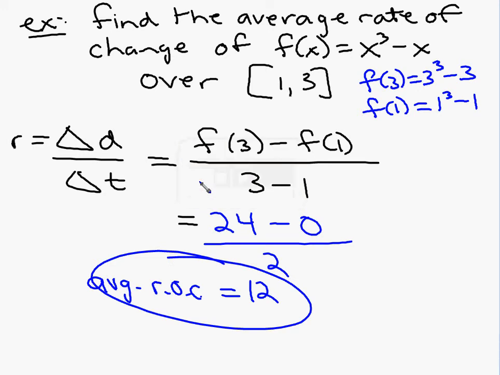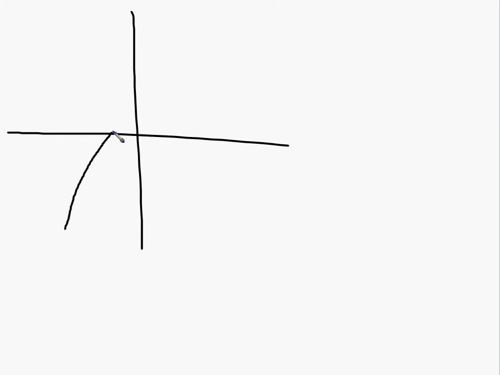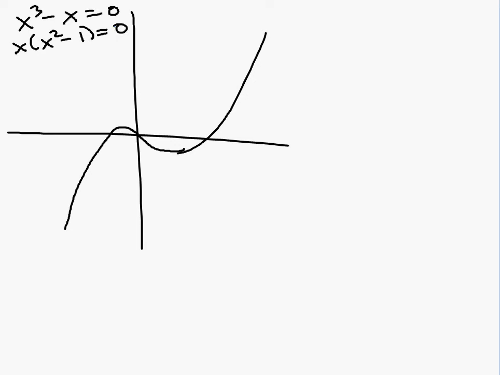If I were to look at this graphically, which right now we're mostly concerned with analytically, I want you to see it graphically as well. If I were to graph x cubed minus x, I would have this thing that kind of looks like that. And we could find our zeros, of course. I could set x cubed minus x equal to 0 and take out an x. Looks to me like my zeros are at 0, negative 1, and positive 1.